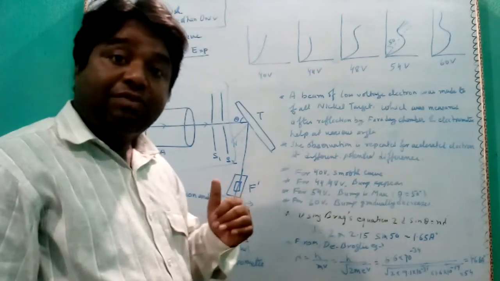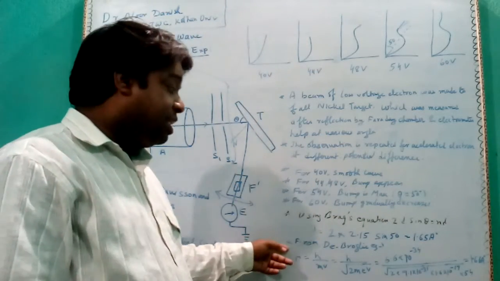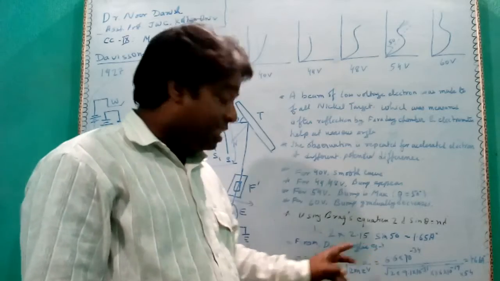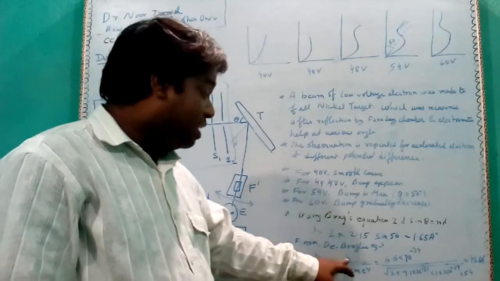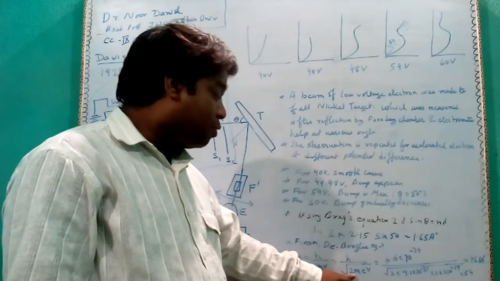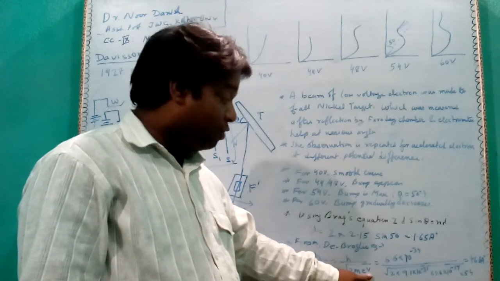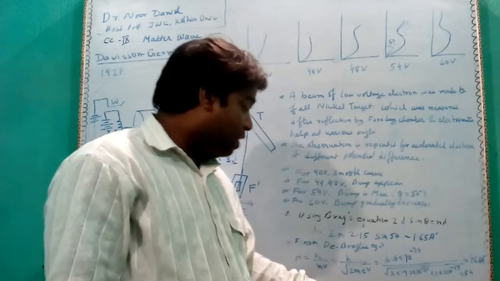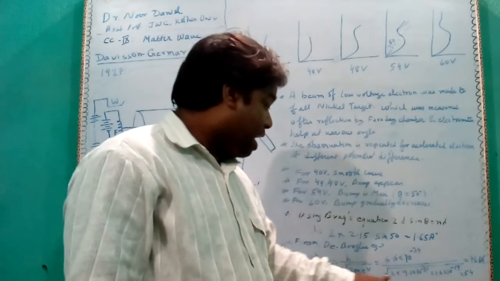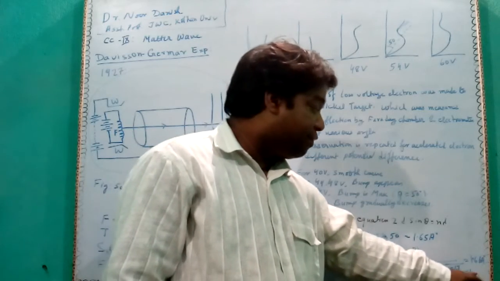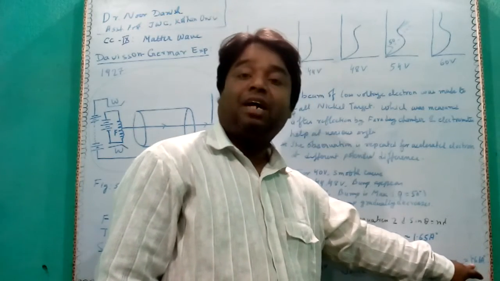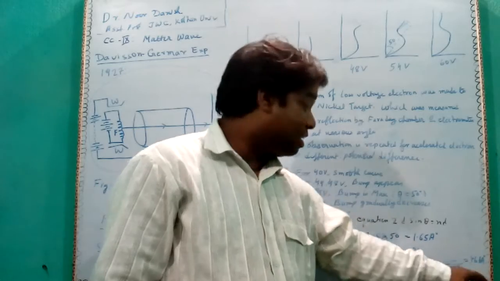Now again, to re-verify this, we use the de Broglie hypothesis, which says lambda is equal to h upon mv, that is, h upon root over 2m eV. When we put in all the values of the mass of the electron, the charge of the electron and the accelerating voltage 54, we again arrive at a value of 1.66 angstrom.